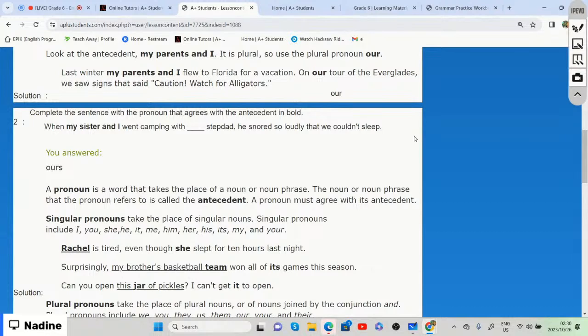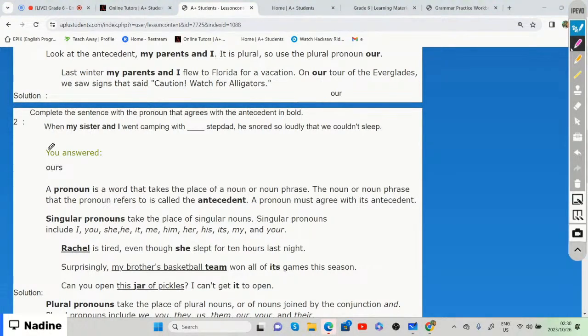All right, so if we select our pronoun, it's definitely going to be plural because my sister and I refers to more than one person. So we're going to say, my sister and I went camping with our stepdad. He snored so loudly that we couldn't sleep. So our is our plural pronoun, and my sister and I is our antecedent.